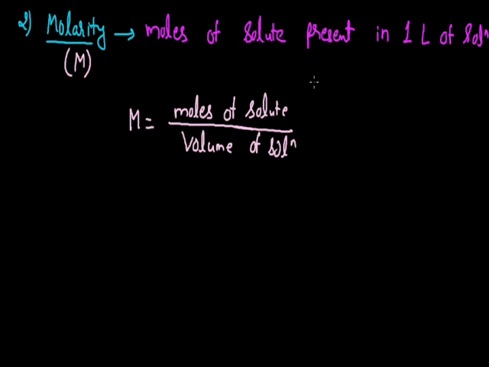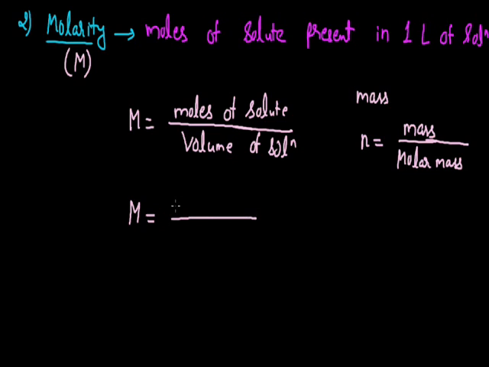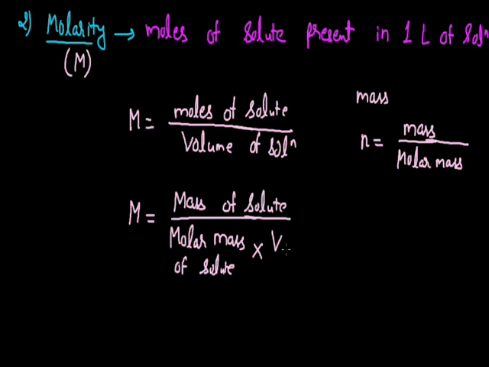Now here, the moles of solute can be written in a simpler form. To calculate the moles of solute, we are provided the mass of the solute. As we know, the moles of any substance is equal to the mass of that substance divided by the molar mass of that substance. So when we put the value of moles in this molarity formula, we get the simpler form: molarity is equal to mass of solute divided by molar mass of solute multiplied by the volume of solution.